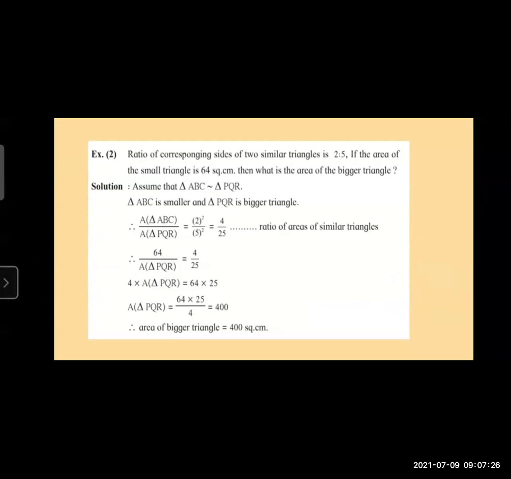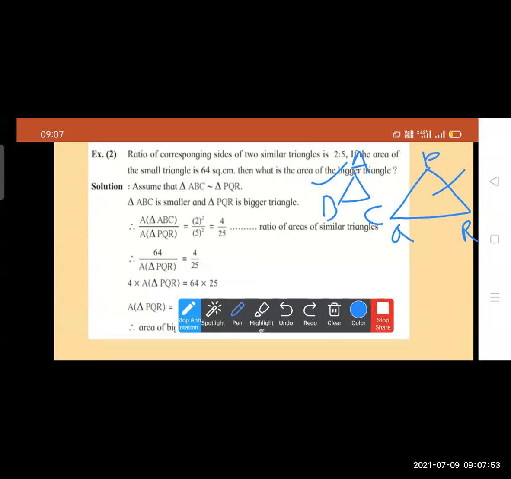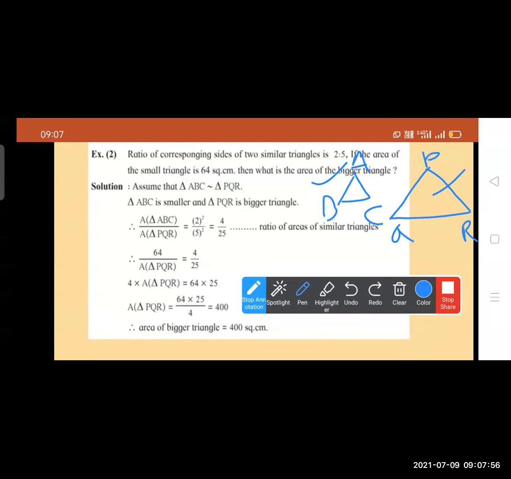So here assume that triangle ABC is similar to triangle PQR. We assume two triangles, triangle ABC and triangle PQR. Okay. So here we draw two triangles. First one is A, B, C and second one is P, Q, R. From this, we say that ABC is the smaller triangle and PQR is the bigger triangle. Okay. And here we want to find the area of the bigger triangle. Then ABC is smaller and PQR is the bigger triangle.